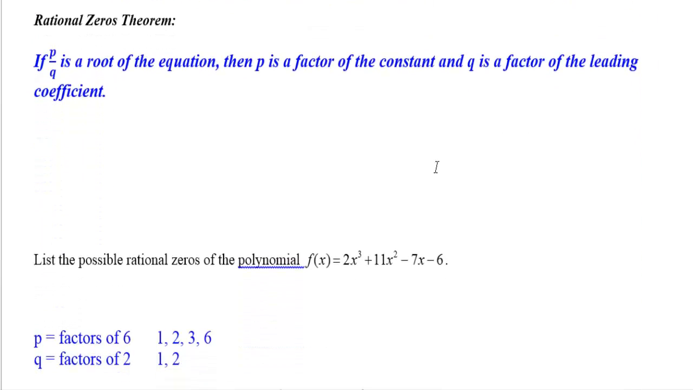Now, the rational zero theorem helps us start to identify where those zeros are going to be. It says that if P over Q is a root of the equation, then P is a factor of the constant, and Q is a factor of the leading coefficient. That'll make more sense in just a second. Essentially, we're going to find all the factors of the constant term, all the factors of the leading coefficient, and write them as a ratio of P over Q, with all of the plus or minuses, in order to help us identify potential real zeros.